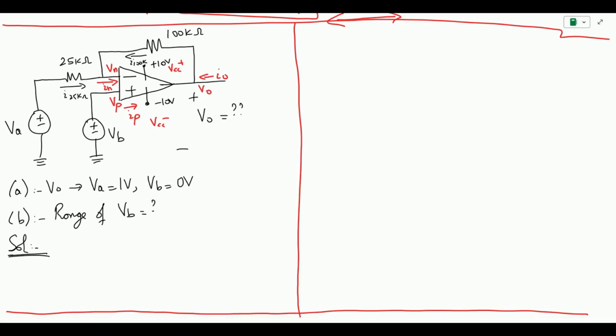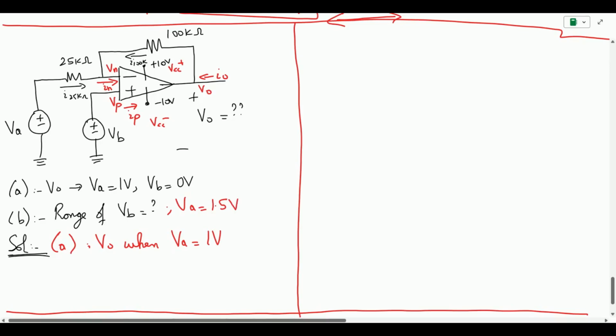Now for the first part, we have been asked to find V out when the given voltage VA is 1 volt. And here VA is 1.5 for part B. This was missing, so I've added it.